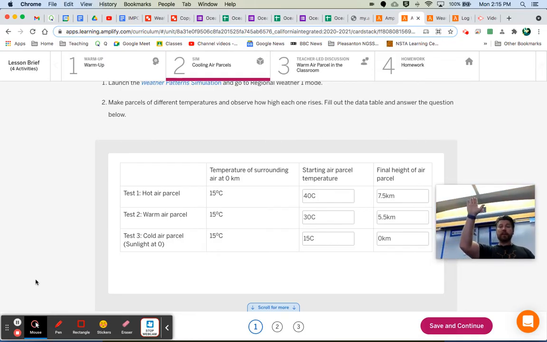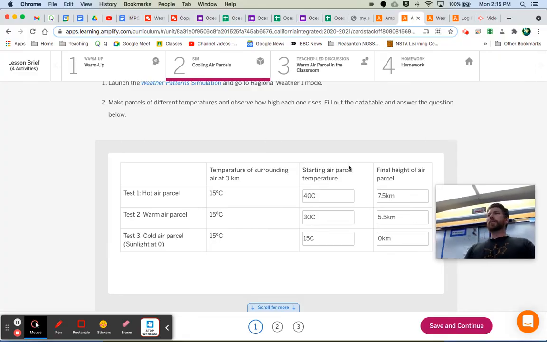Mr. Wiggin, I think I know what it is. Okay, tell me. I think what it looks like to me is that the hotter the air parcel starting temperature, the higher it goes in the atmosphere. And I would say, that's exactly what we should have noticed, right? As the starting temperature of the air parcel increases, it goes higher in the atmosphere.